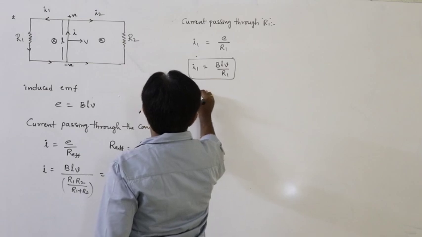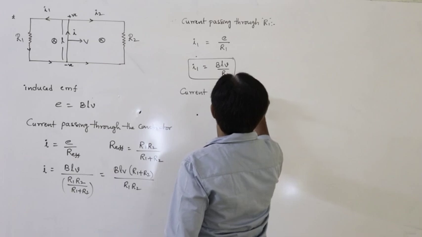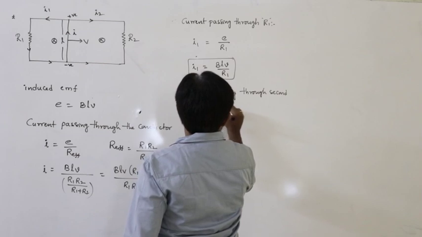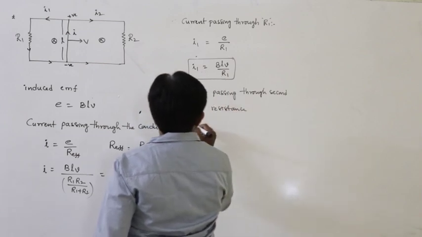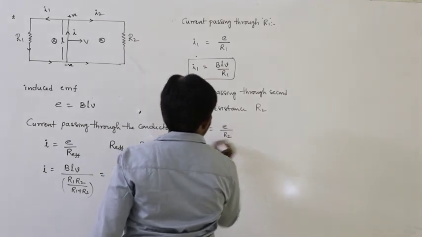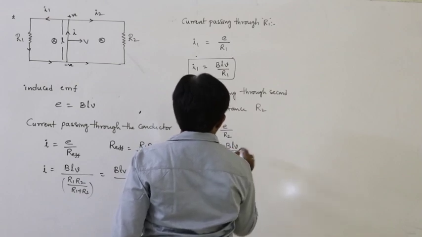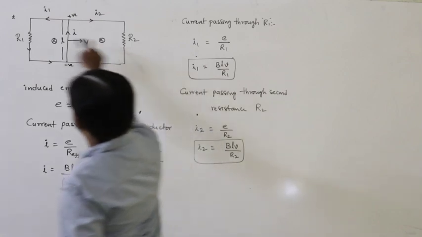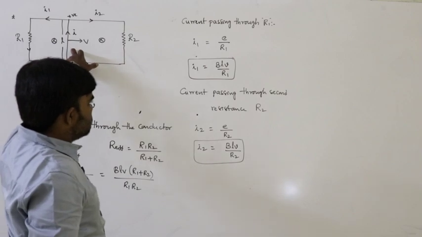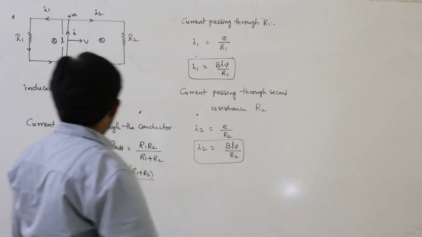Then what is the current passing through the second resistance? For the second resistance R2, I2 is equal to E by R2. So I2 is equal to BLV divided by R2. Because these two are in parallel, the potential must be the same. That's why it is BLV by R1 and BLV by R2.